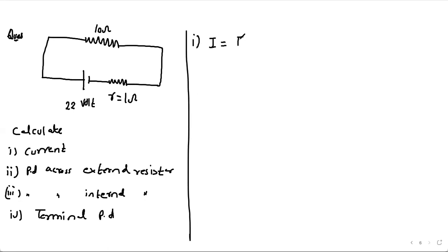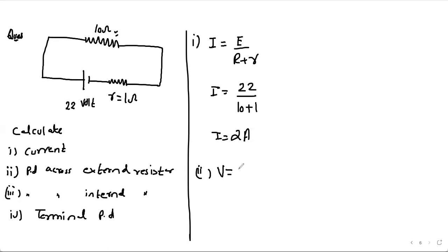Current is total EMF by total resistance. It's E by R plus r, where R is the external resistance and r is the internal resistance. EMF is 22, R is 10, r is 1. So current is 2 ampere. Second part: we need potential difference across the external resistor. This is the external resistor, so the potential difference across it is IR only. So it's 2 into R, which is 20 volt.